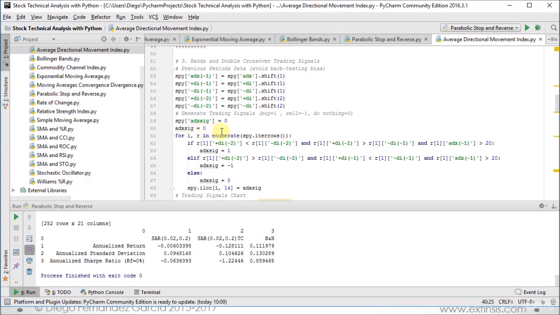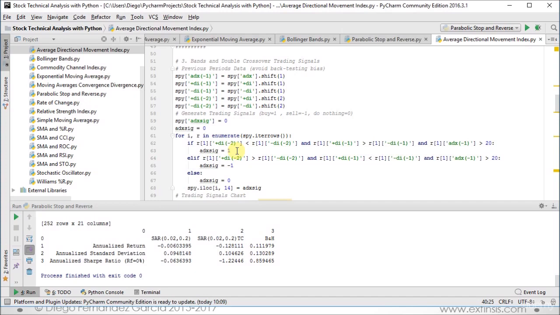For i, r in enumerate SPY iter rows, so it's going to iterate through all the rows within our data frame, and then we're going to ask if, conditional, our second previous period's positive directional index was less than the second previous negative directional index, and the previous period's positive directional index is greater than the negative directional index, and this is confirmed by the previous period's average directional movement index being above +20, then we have a signal equal to 1 or a buy signal.